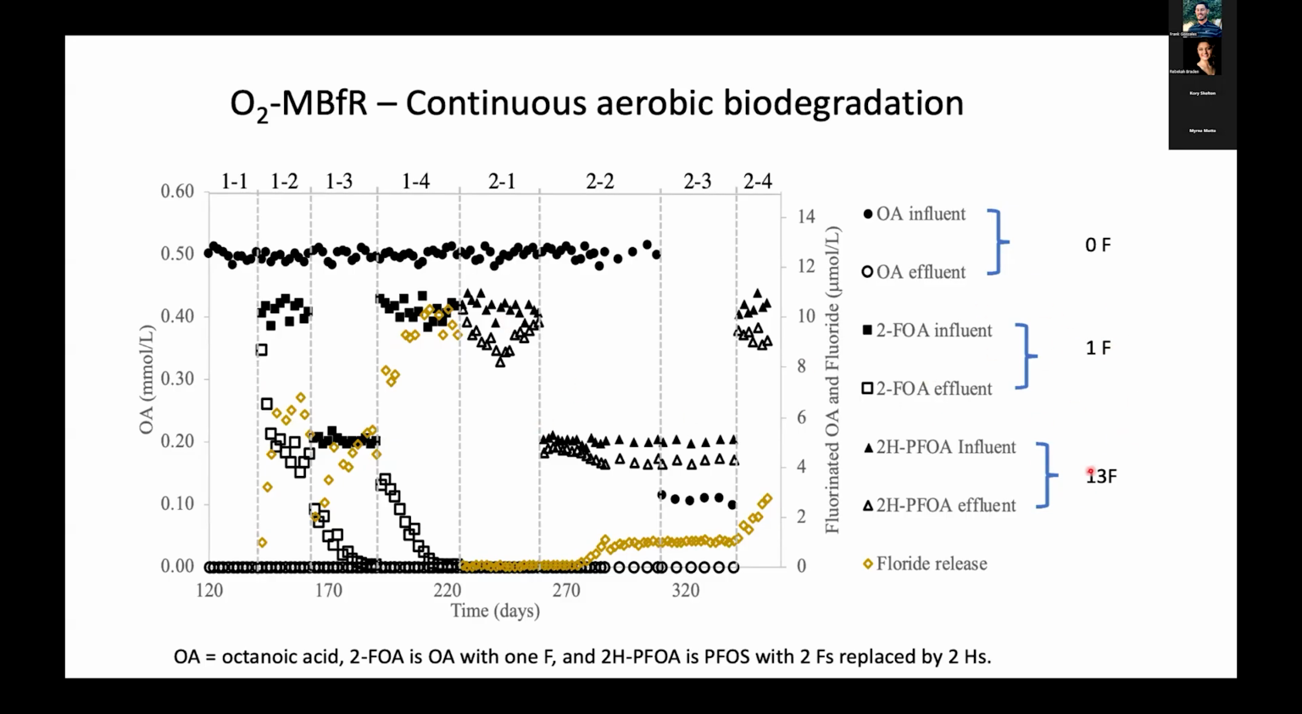And then we went to a hard one, 13 fluorines on this molecule, 2-HPFOA. And it took a little longer to do things, but you can see down here that we were getting substantial defluorination and substantial removal of it, even with only 2 fluorines removed. So the second stage works, but you can also see that if you remove more fluorines, you get faster and more complete biodegradation of it in the second stage.